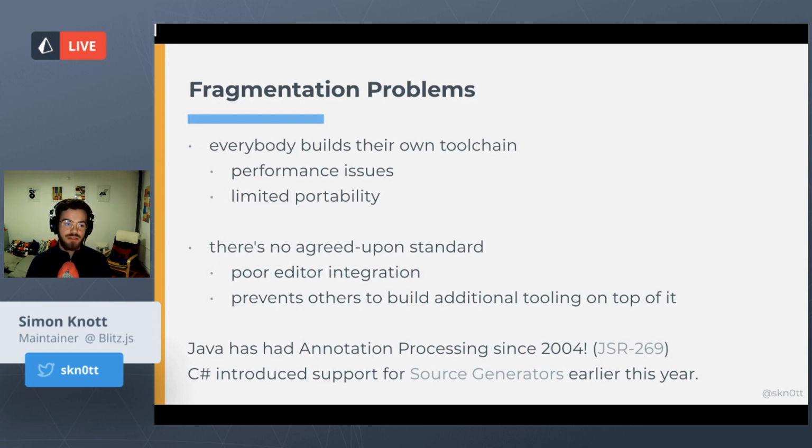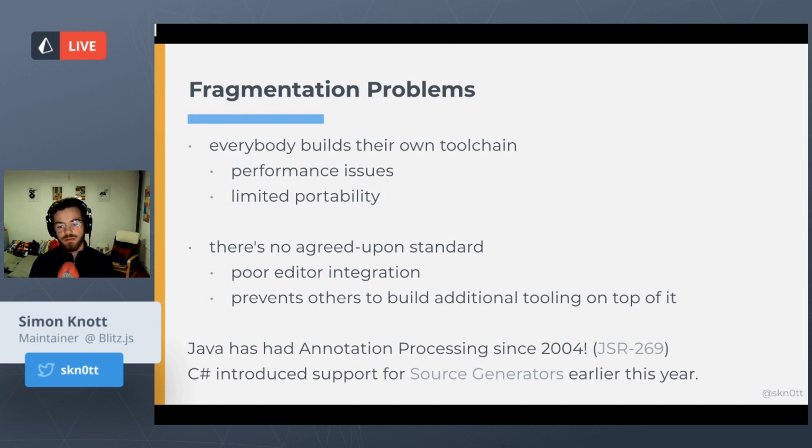So you may have heard of Project Lombok or of Spring Boot. Both of them make heavy use of annotation processing, and I'd say that most Java frameworks use it. Also, C# has introduced support for source generators earlier this year. So yeah, that's also something where people are taking a look at code generation. So let's see how we could fix this problem in the JavaScript ecosystem.